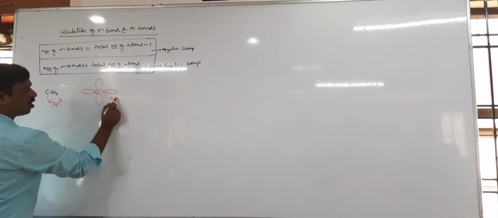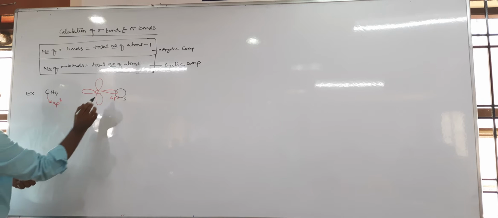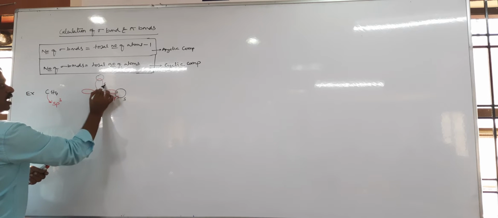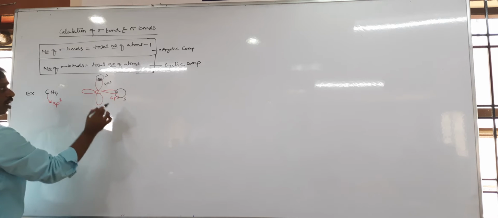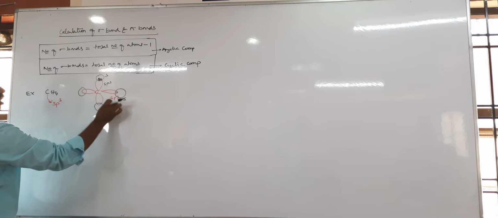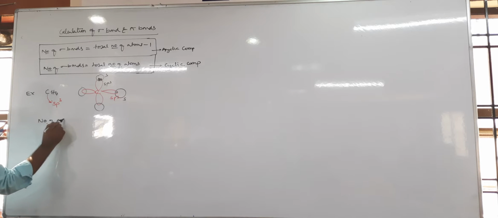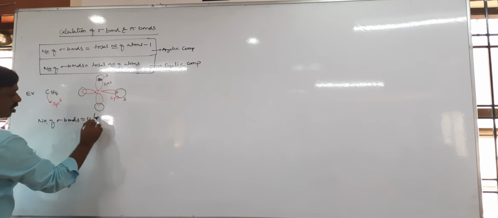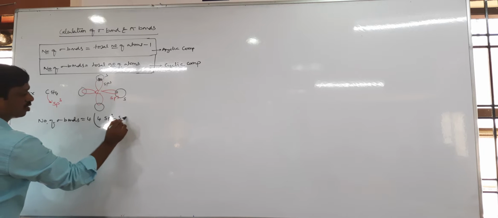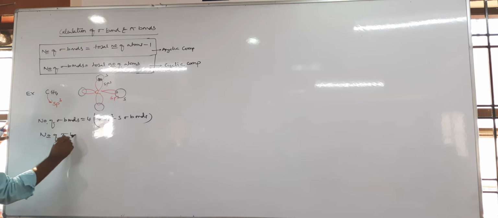Now each sp3 orbital overlaps with which orbital? The s orbital of hydrogen. Therefore, which sigma bond is present here? This is an sp3 and this is an s. This bond is called sp3-s. How many sp3-s bonds are there? 1, 2, 3, 4. Therefore, the number of sigma bonds is 4, and they are 4 sp3-s sigma bonds. How many pi bonds? It is 0. There is no pi bond in methane.